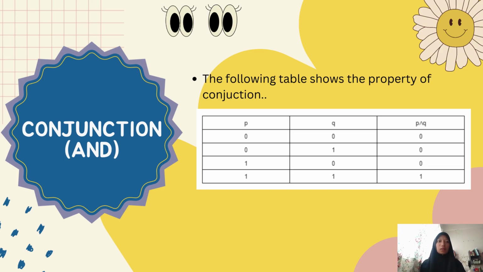The following table shows the property of conjunction, which is P false, Q false, P and Q is false. And if P false, Q true, P and Q is equal to false. If P true, Q false, then P and Q is false. If P true, Q true, then P and Q is true.